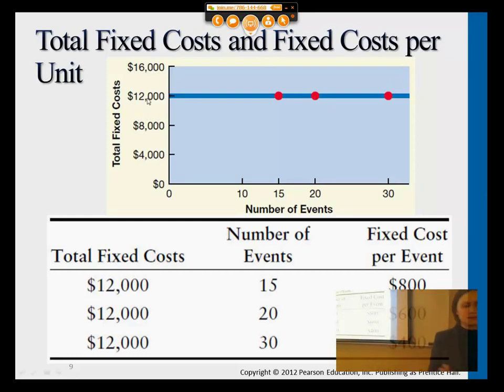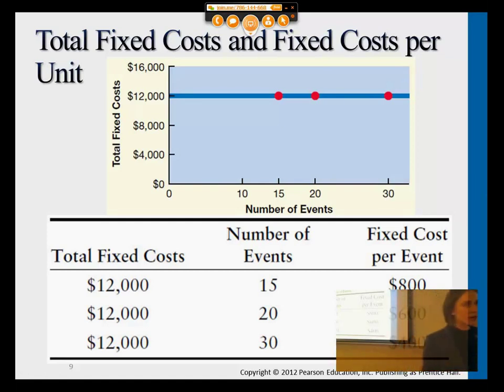So we said that, do you see how independently of the number of events, my cost is still the same? So what I'm going to do, at 12,000, I'm going to find where I have 15 events, and then 20 events, and 30. And my line is going to be parallel to the number of events axis.